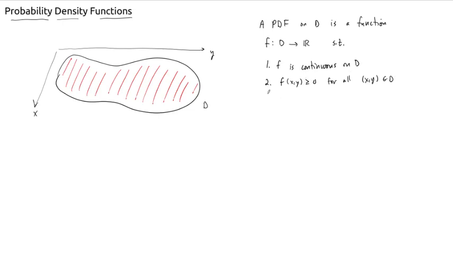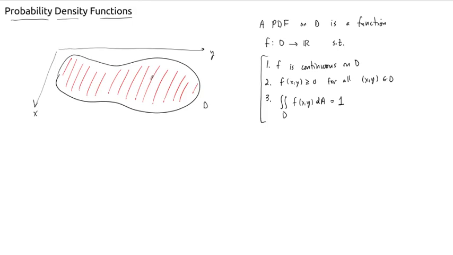It's a non-negative function. And then here's the third criterion, the one that makes it a probability density function, and that is that the integral of this function f of x,y over D with respect to A, with area, so the double integral over this region, is just equal to 1. Okay, so these three properties define a probability density function on the region D.